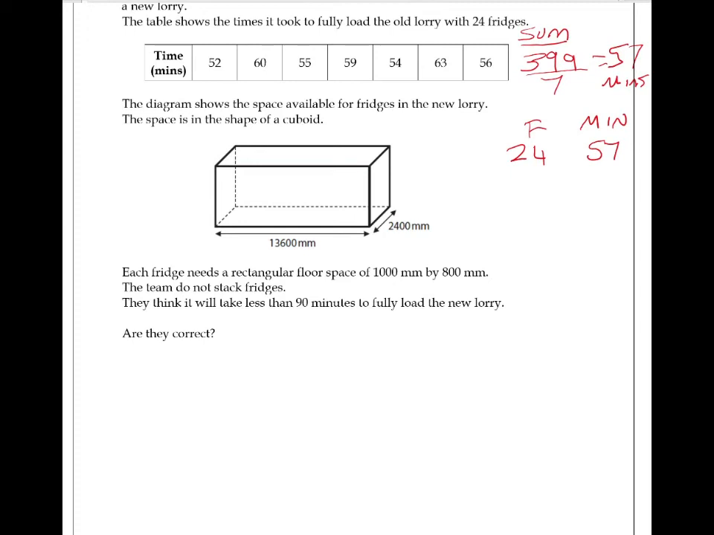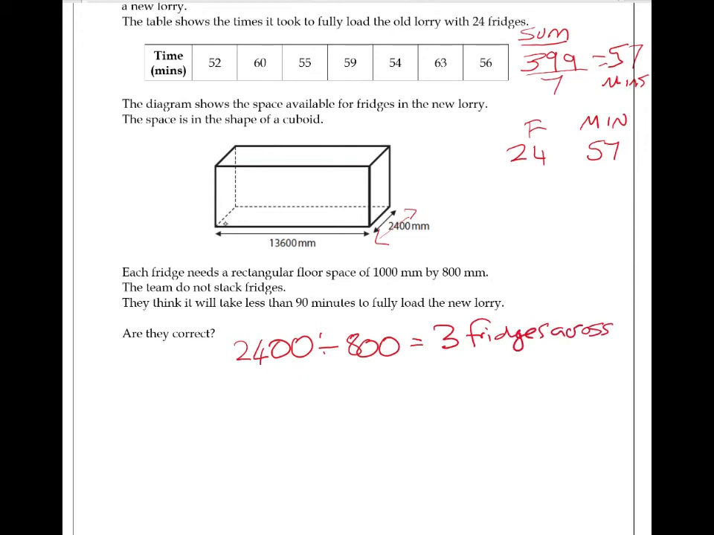Now, we need to find out how many fridges fit into our lorry. And we have 2 dimensions. We have 1000 millimeters by 800 millimeters. So if we laid the fridges down, we're looking at how many fridges fit across this way. So if we have 2400 divided by 800, again on our calculator, we fit 3 fridges across.